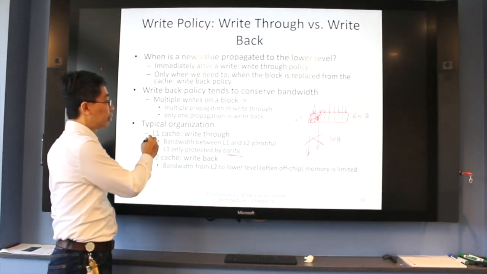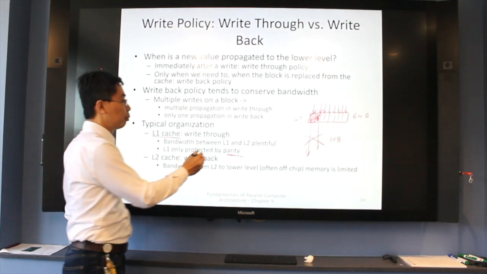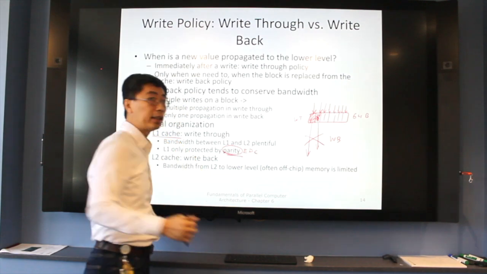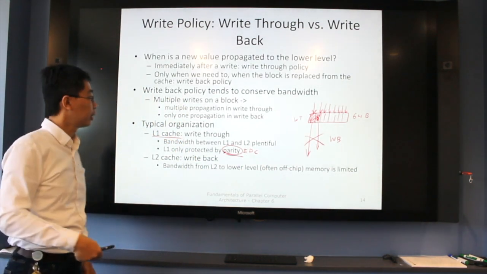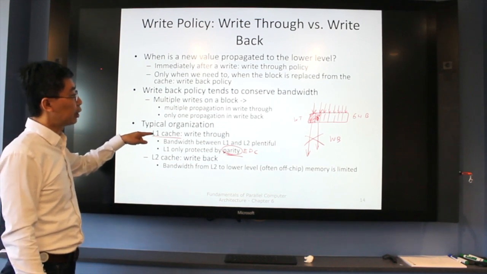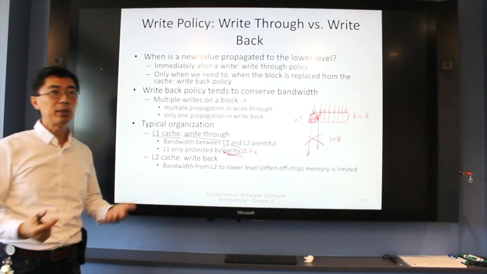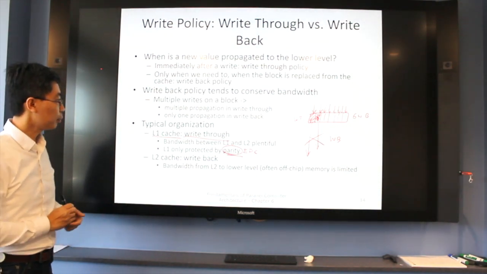So L1 needs to be small, and it has to be fast. So people like to use an error detection code such as parity in the L1 cache. But that means you cannot correct errors. Because of that, we can just use write through. So anytime we detect an error, we just retrieve the block from the L2 cache.